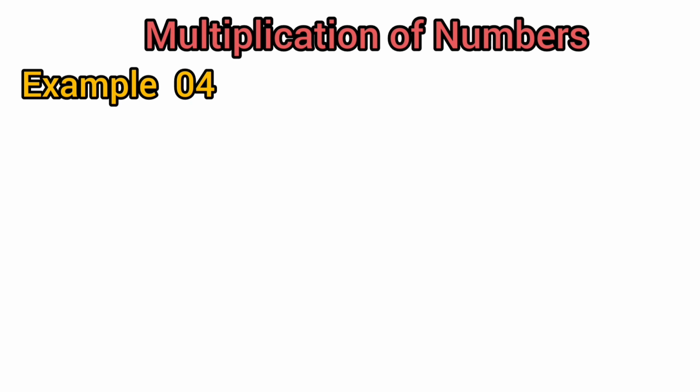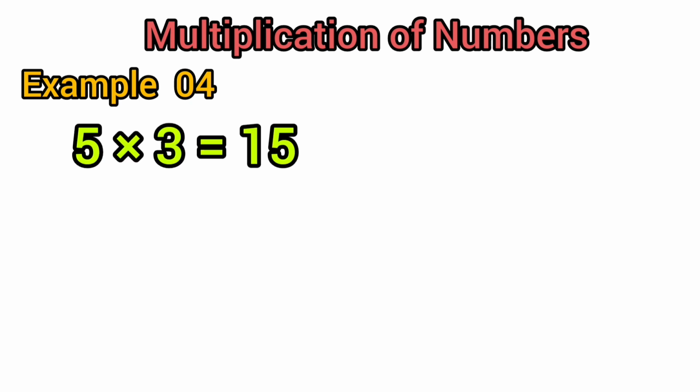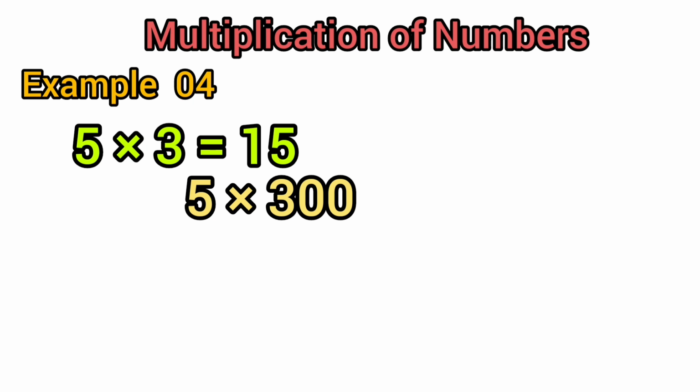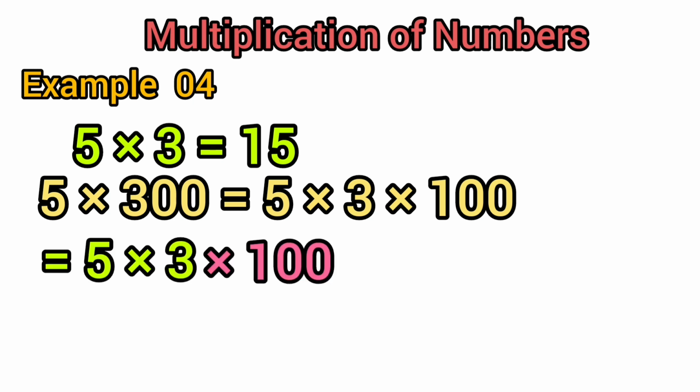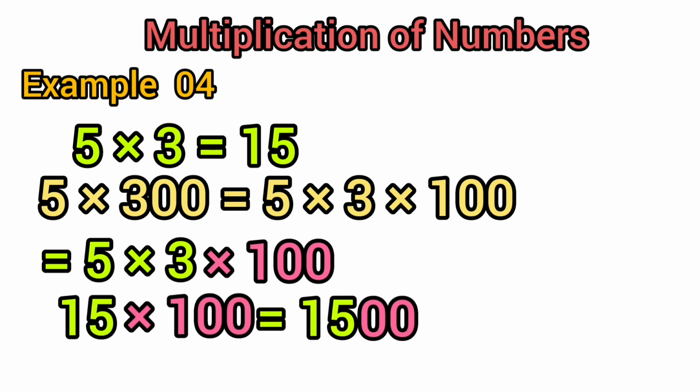Next example, 5 times 300. 300 means 3 times 100. So this can be written as 5 times 3 times 100. So the final answer will be 5 times 3 is 15. 15 times 100 is 1500. Multiplying by 100 means writing 2 zeros at the end of the original number. So we write 2 zeros at the end of 15.